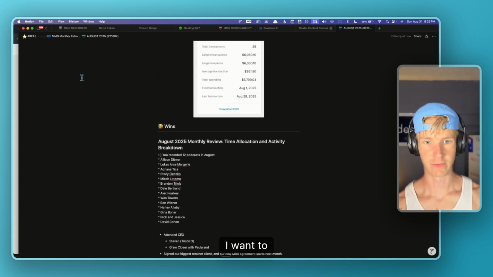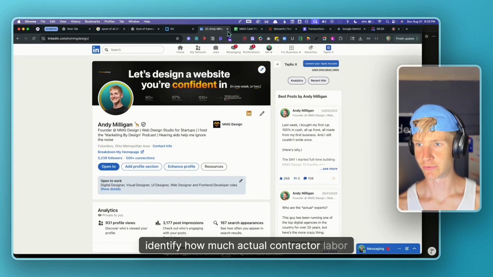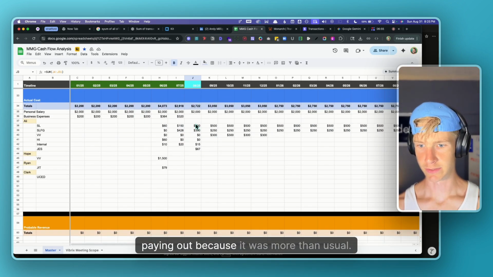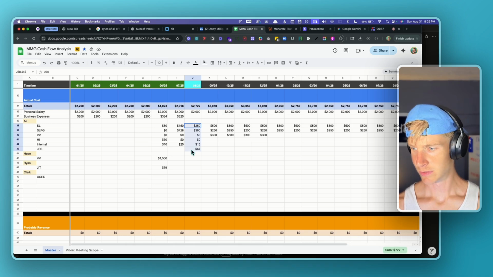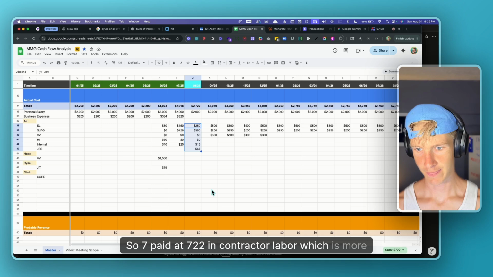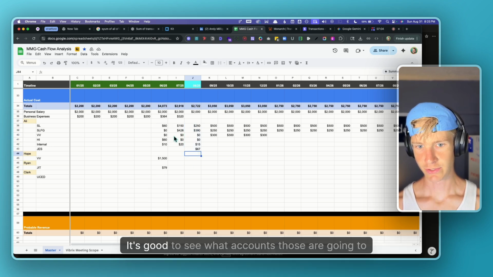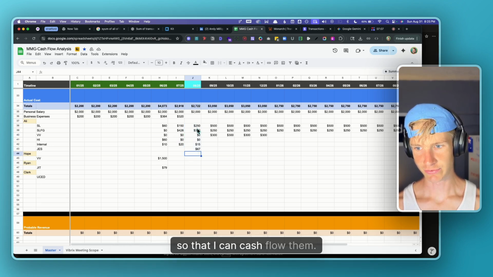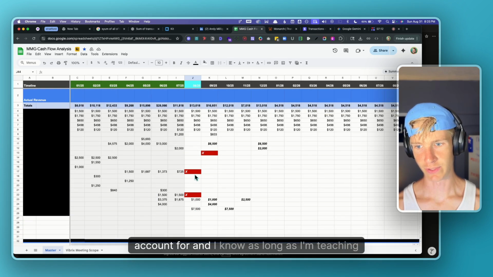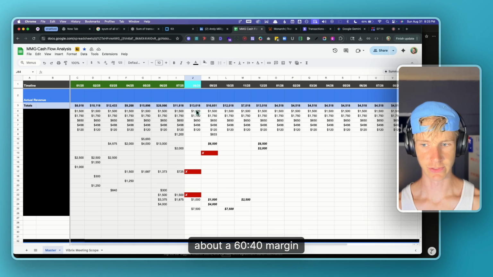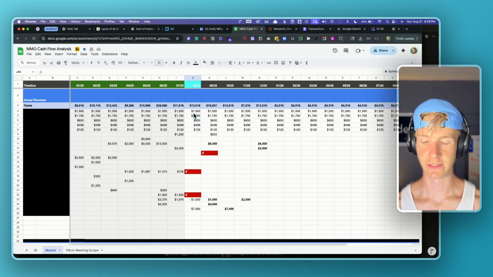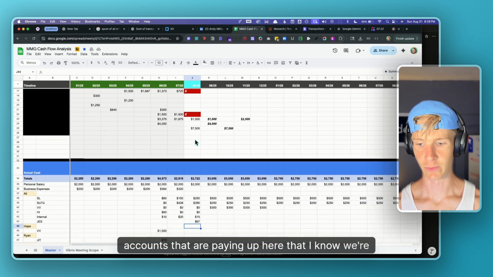But before we do that, I want to identify how much actual contractor labor we had in the business this month that we ended up paying out because it was more than usual. So we paid 722 in contractor labor, which is more than usual. It's good to see what accounts those are going to so that I can cash flow them. Because I know which retainer clients these account for, and I know as long as I'm hitting about a 60-40 margin between our top line and the accounts that are paying up here, then I know we're doing a good job.